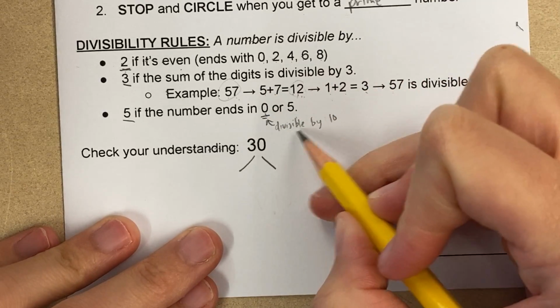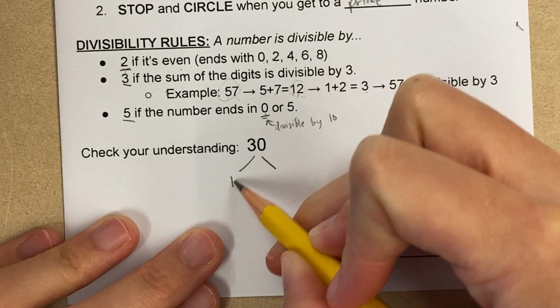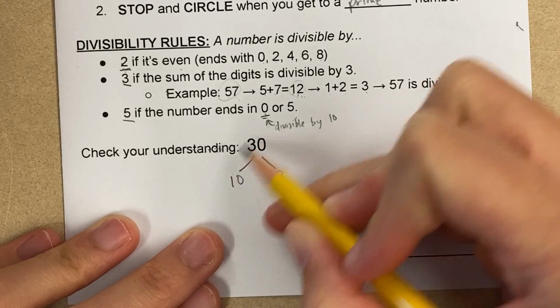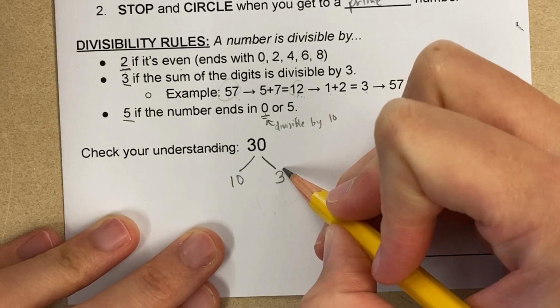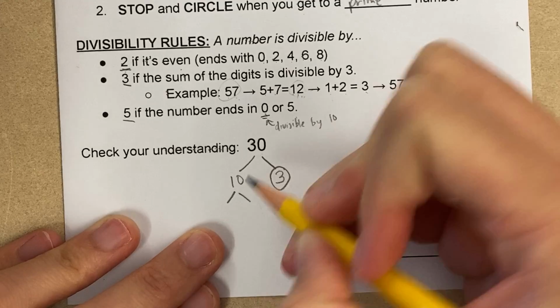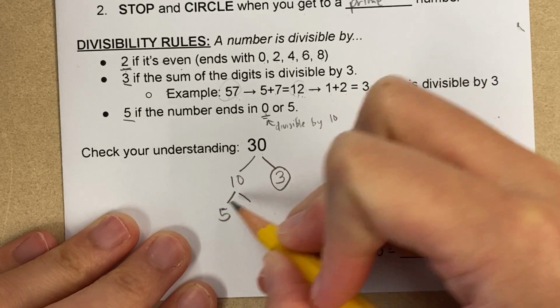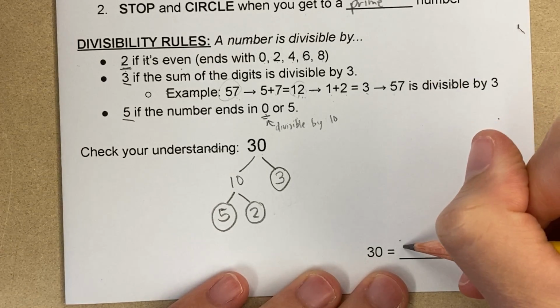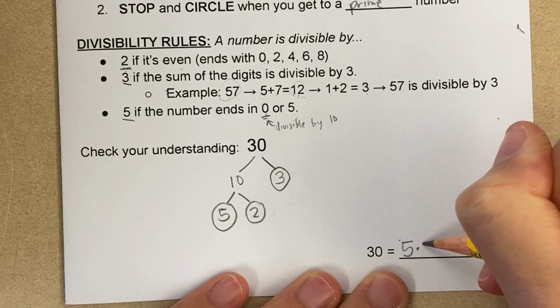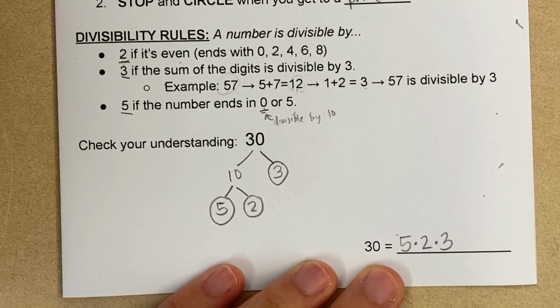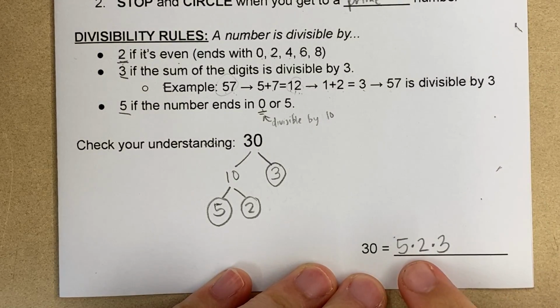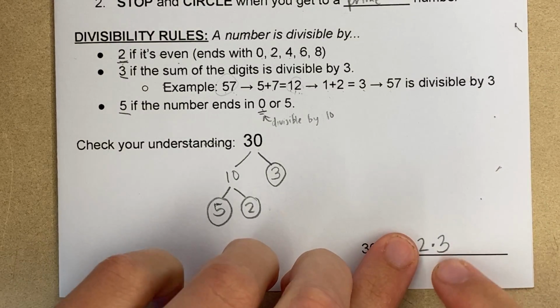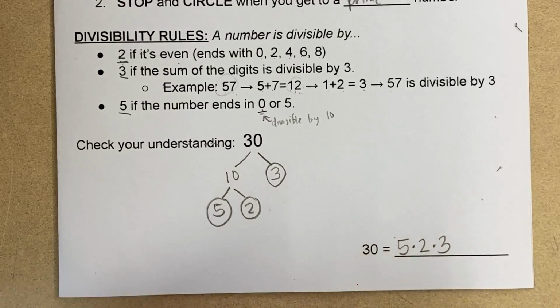Okay, like I said, when I see a 0, I always divide by 10. It's fine if you didn't. You could have done 5 times 6. That would have worked, right? Totally okay. But I noticed this, so I'm going to do it like this, and then I say, oh, okay, 10 is divisible by 5 and 2. And so I get 5 times 2 times 3 equals 30. And you can check. You can be like, okay, 5 times 2 is 10, times 3 is 30. You can also do it the other way. Look, 3 times 2 is 6, times 5 is 30. It should work both ways.